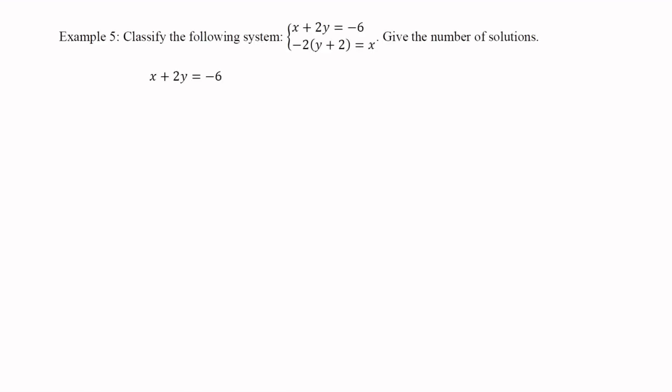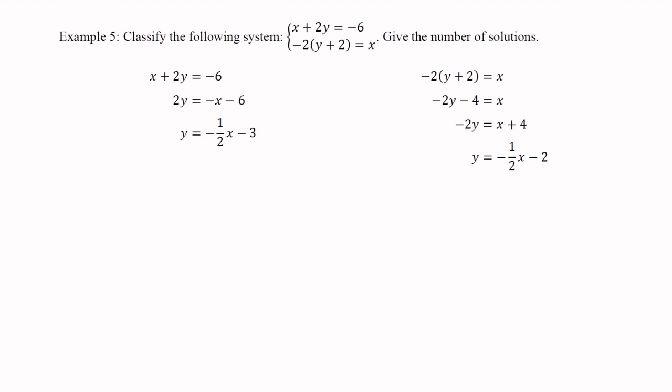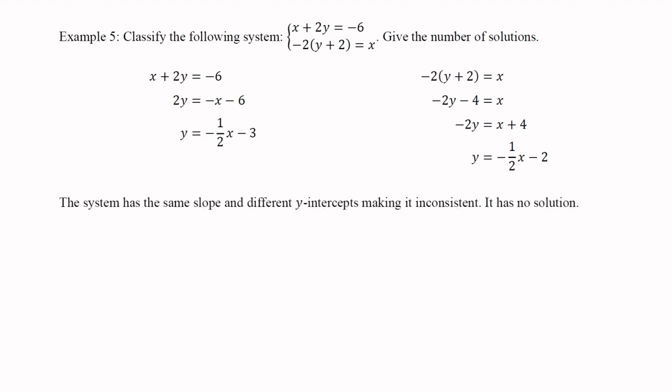For this system, we are going to solve the first equation for y. So subtract x from each side and divide each side by 2, and you get y equals negative 1/2 x minus 3. For the second one, we're going to distribute the negative 2, and then we're going to add 4 to each side, and then finally divide each side by negative 2, which gives us negative 1/2 x minus 2. So we have the same slope, but different y-intercepts, which means that the system is inconsistent because the lines would be parallel to one another, and it has no solution.